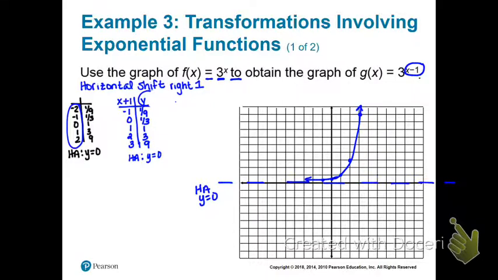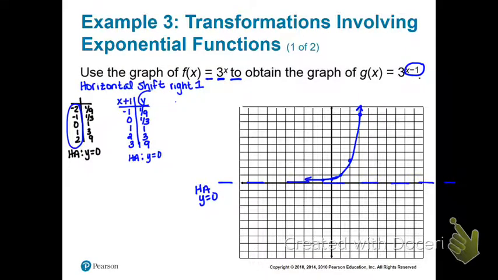Now, looking at that, it looks like my graph is going straight right here, but is it? It's not. It's slowly, very, very slowly getting closer to that line y equals 0, but it's never going to cross it or touch it, okay? So it's just slowly going down.